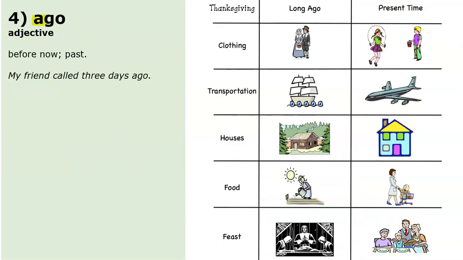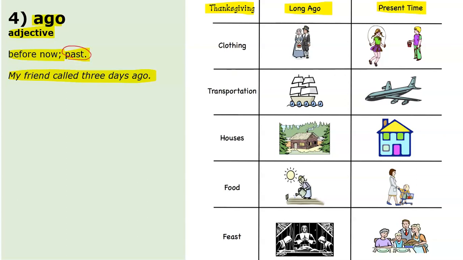Our next word is ago. Ago is an adjective and it means before now or in the past. For example, my friend called 3 days ago. And here I have some pictures of Thanksgiving. And we have long ago and at the present. So long ago, of course, means in the past.